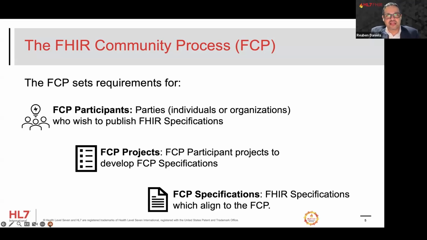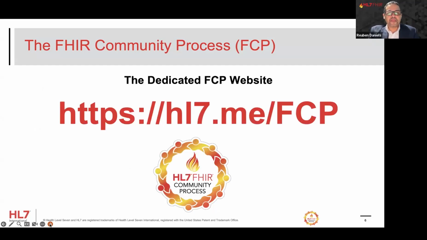So we're going to look at each of these categories in turn in the next few slides, just to give you more of an idea of how these work.